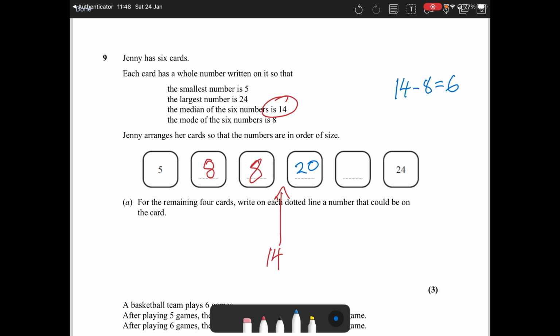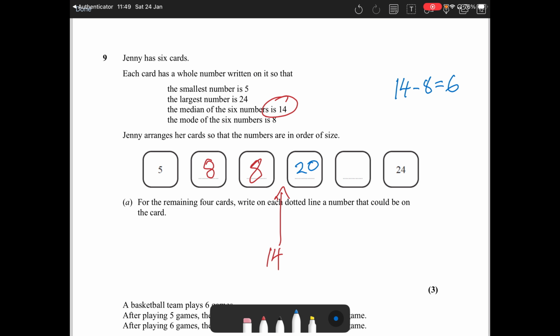Let's see. I think we've almost done it. We just need to think of that 5th card along the list, right? I think you've got a bit of freedom to choose here. It can be 20, 21, 22, 23, or 24. I'm looking at the mark scheme here. It is saying 21, 22, or 23. In fact, we can't say 20 or 24 because then that would make 20 or 24 another mode. And we want to make sure 8 is the only mode here. So yeah, don't write 20 or 24.